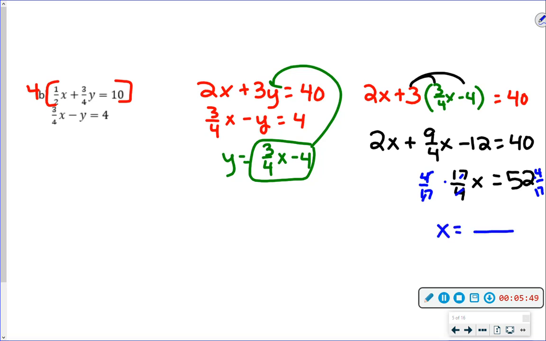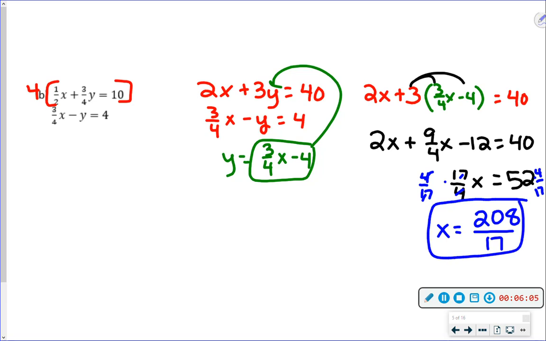Okay, I know I'm over 17. What's 52 times 4? It's 208. It is 208. I giggle because that's your answer for x. It doesn't simplify, it doesn't reduce. I said you get some bad fractions on this one. You might need your calculator.